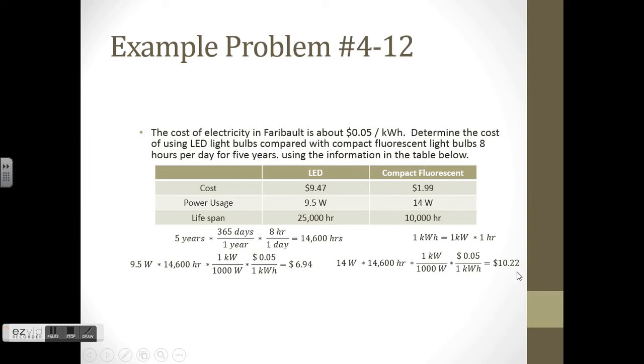The compact fluorescent bulb cost me $10.22. So 14 watts times 14,600 hours, convert the watts to kilowatts, multiply by the 5 cents per kilowatt hour. Now that's only part of the equation. If I'm just looking at energy usage, the LED bulb is definitely better. But I'm not looking at energy usage, I have to buy the light bulb too.